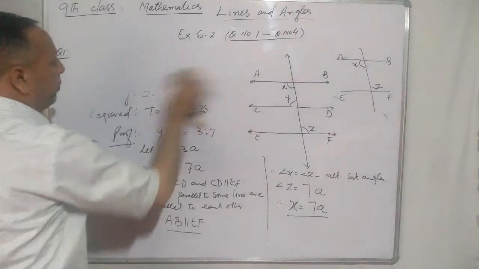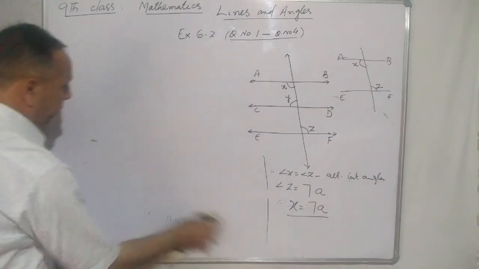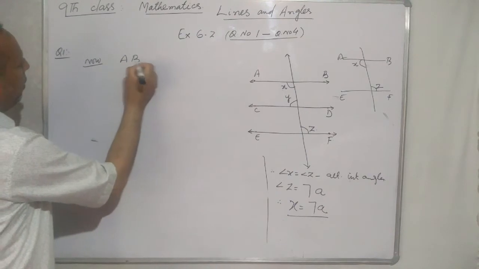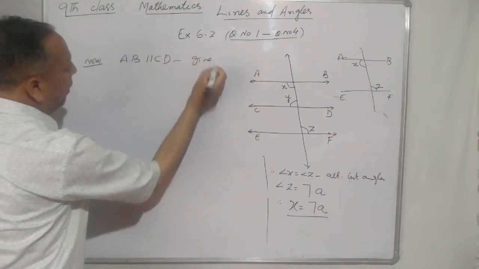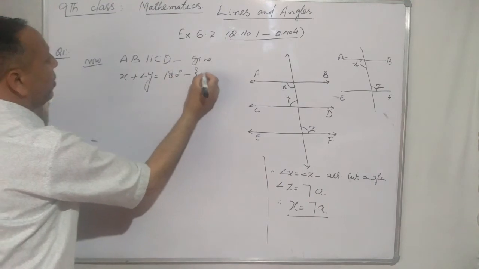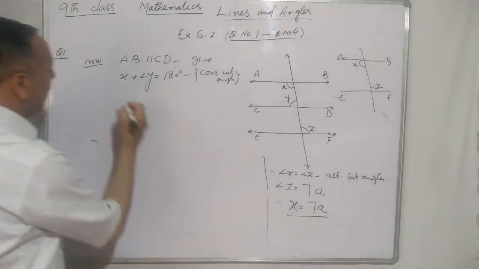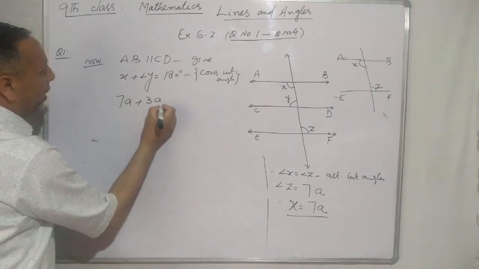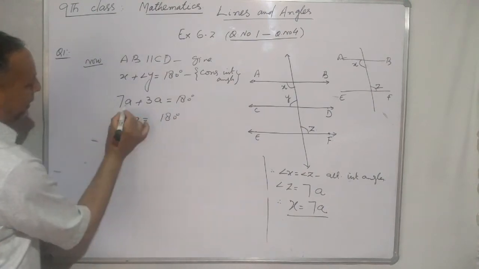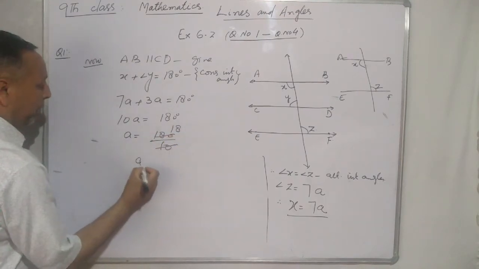Now, AB is parallel to CD. It is given. Therefore, angle X plus angle Y is equal to 180 degrees. These are consecutive interior angles. Now, angle X, that is 7a, plus angle Y, that is 3a, is equal to 180 degrees. That means 10a is equal to 180 degrees because 7a plus 3a is 10a. That means a is equal to 180 by 10, so a is equal to 18 degrees.